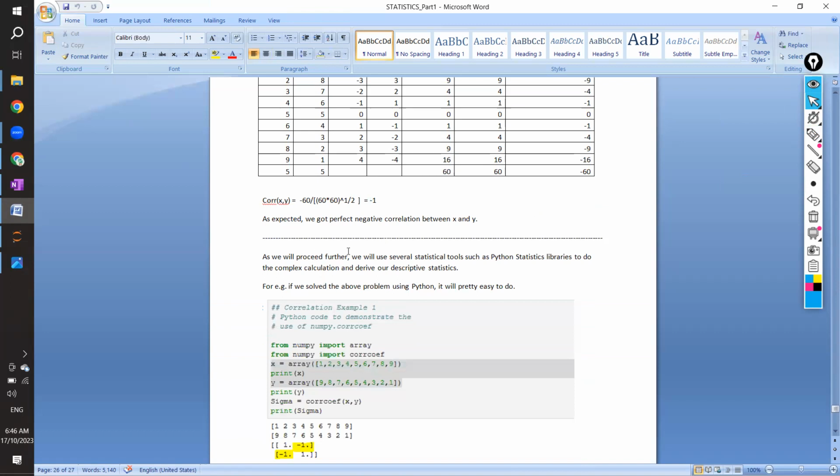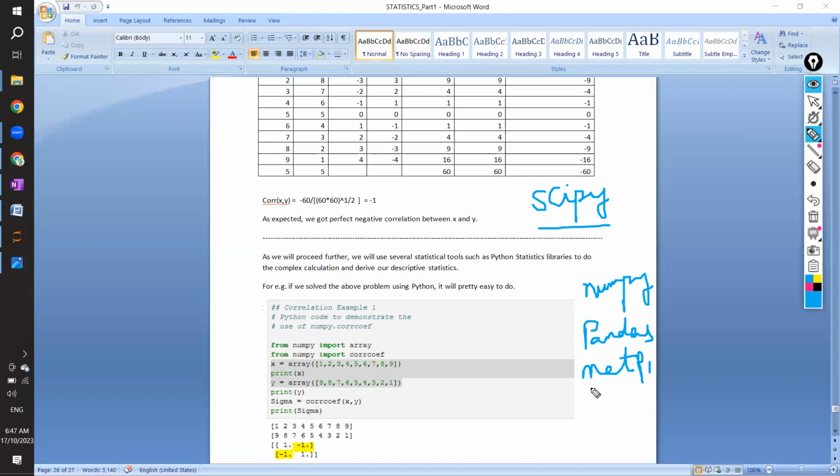Now, as we proceed further, we will use several statistical tools such as Python statistical libraries, etc. If you noticed, yesterday we used something called SciPy, which stands for scientific Python. In Python you have NumPy, pandas, matplotlib, seaborn, and then SciPy. These are different packages for different purposes, guys.